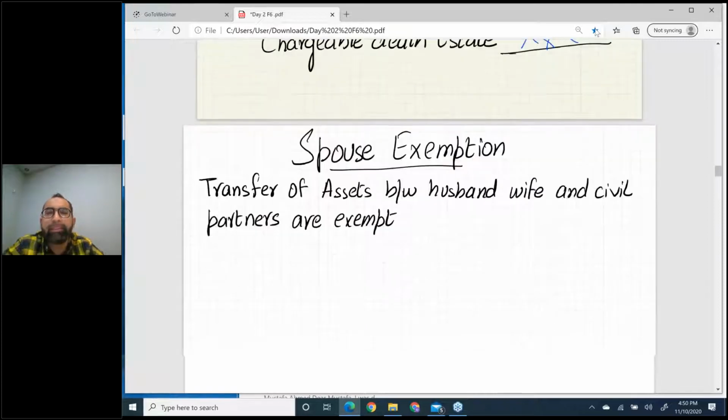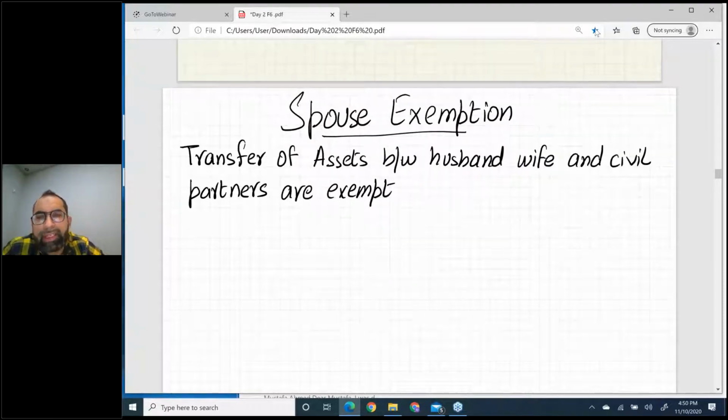Now this is a spouse exemption, very famous, between husband, wife, and civil partners. For example, husband gives wife £1 million in life or even after death through will. No tax. You just have to claim spouse exemption and that's it. So no more chargeable events between husband, wife, and civil partners in life and also after death. Any gifts, just write one word: spouse exemption.